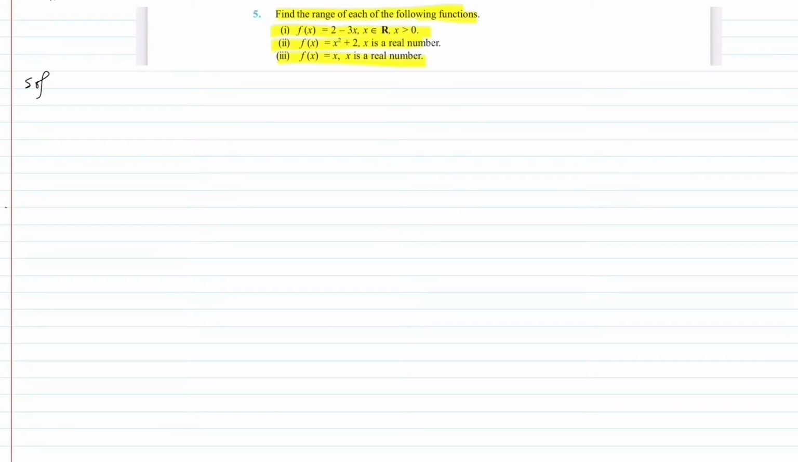So what is the first one here? F of x is equal to 2 minus thrice x, where x belongs to R, that means it is a real number such that x is greater than 0, that means it is a positive real number. So what can be its range? In order to find the range, let y be equal to f of x. Then y must be equal to 2 minus thrice x, because f of x is equal to 2 minus thrice x, isn't it?